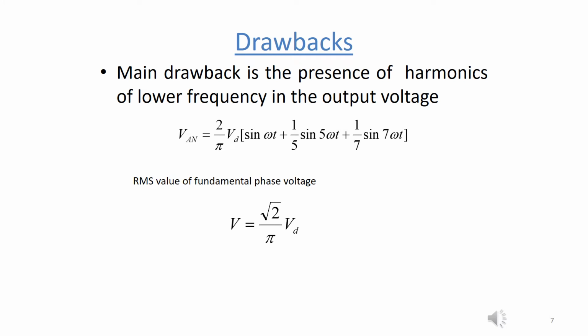The drawback of the circuit is the presence of lower order harmonics in the output voltage. The equation of phase voltage VAN is shown here. Then the RMS value of the fundamental component of the phase voltage is √2 by pi into VD.